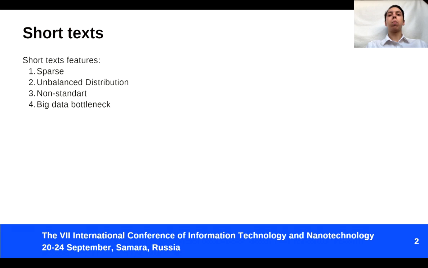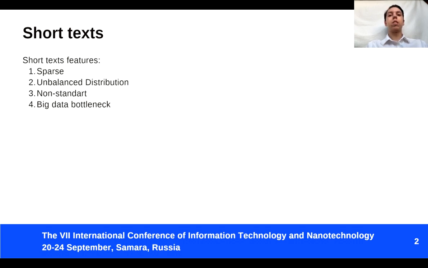In this study we work with the remittance notes. That is short texts that are part of payment documents. Short texts have distinctive peculiarities and problems associated with them. The first one is sparsity. Short text contains from 2 to a few dozen words, so it does not provide enough information and general context for traditional text classification approaches.